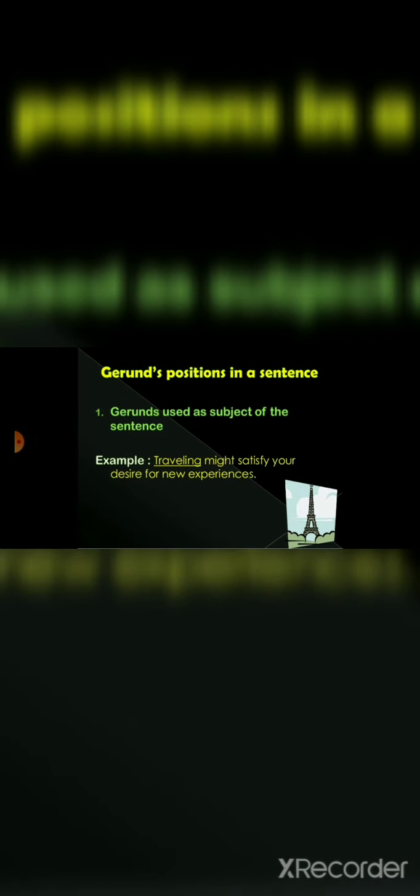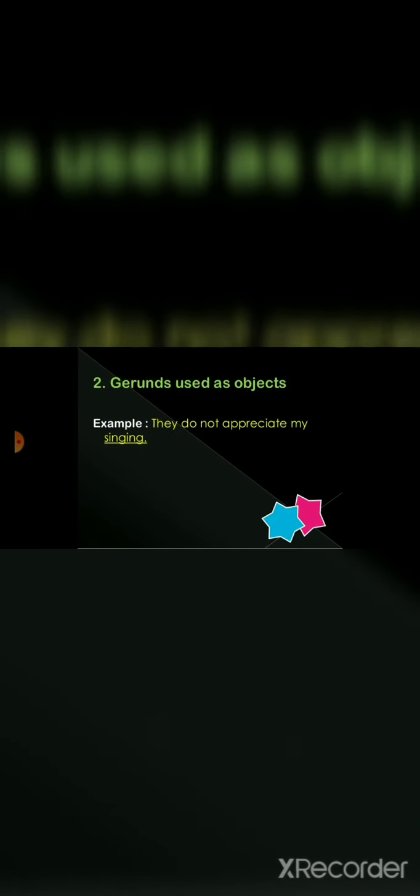Gerunds' position in a sentence. Now why they are used? Now this is the answer to your question. Gerunds are used as the subject of the sentence. Look at the example. Traveling might satisfy your desire for new experiences. As in my example, swimming is my hobby. So a gerund is used as the subject of the sentence. A gerund is used as the object of the sentence as well. Look at that. They do not appreciate my singing.